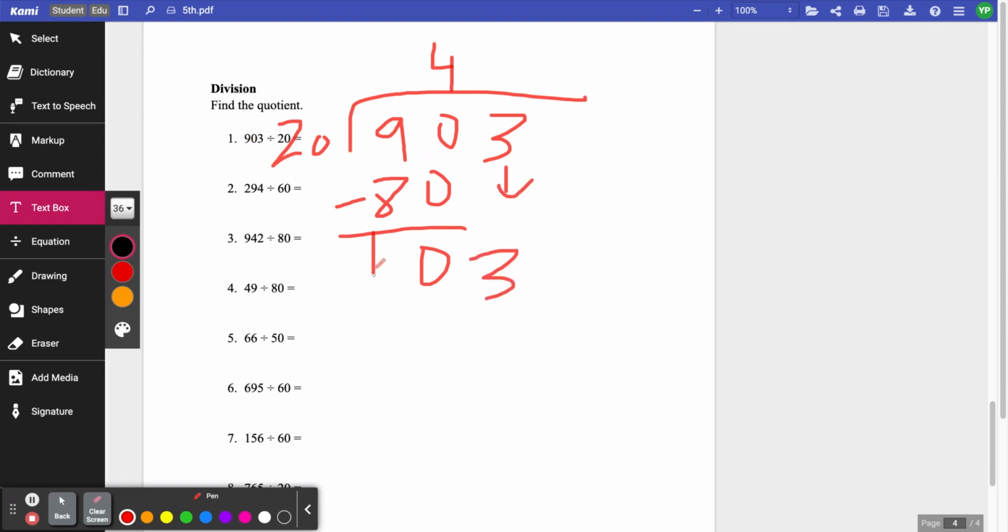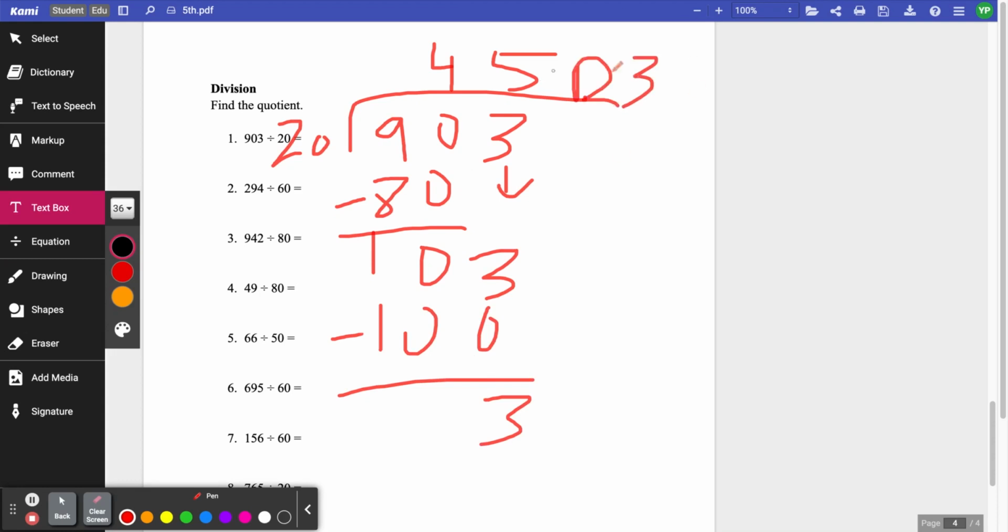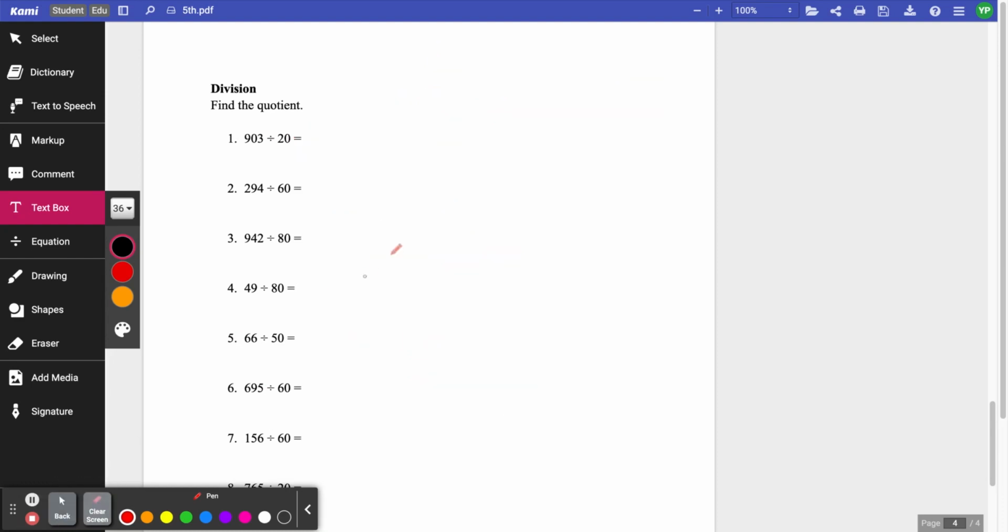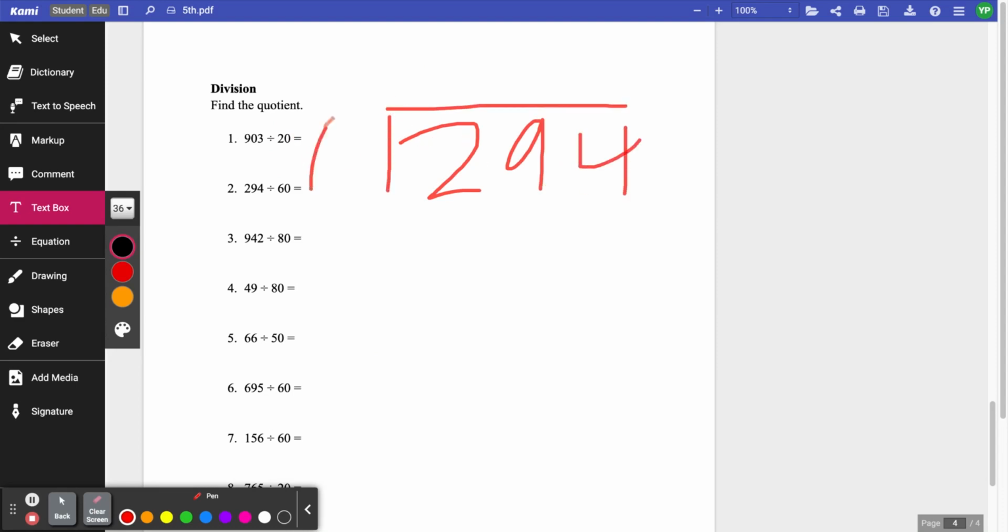And 20 goes into 103 5 times, right? Because 5 times 20 equals 100. And then you subtract, and then it's going to be 45, remainder 3. And this R stands for remainder. So the answer to number 1 is 45, remainder 3. Okay, let's try another one. Let's try number 2, 294 divided by 60.